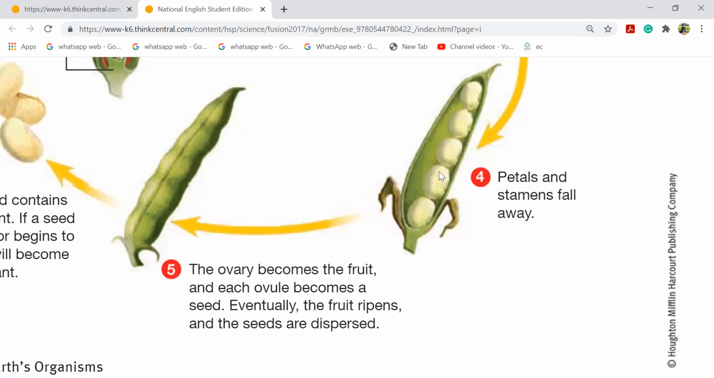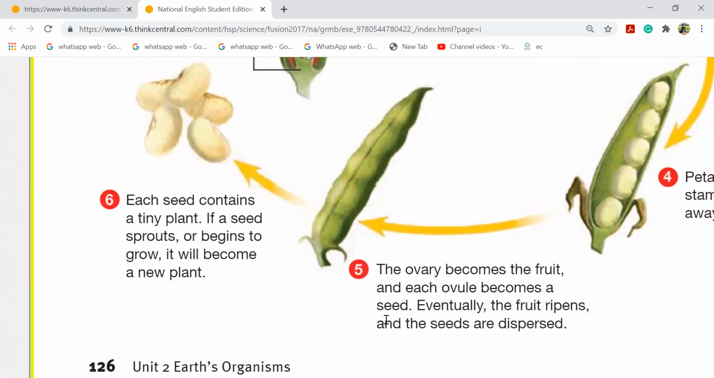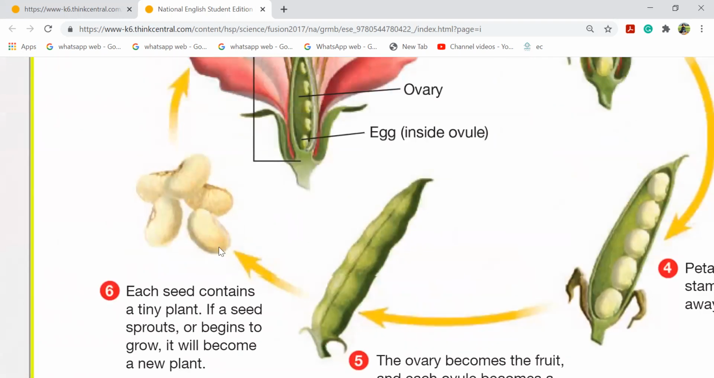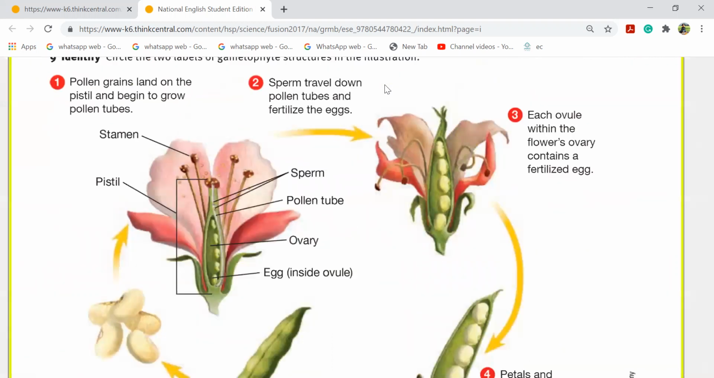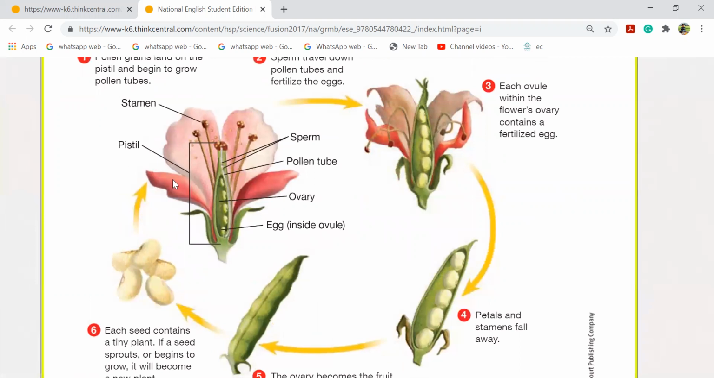Understood? Eventually, the fruit ripens and the seeds are dispersed. The fruit you eat, and the seed can disperse and form a new plant. Each seed contains a tiny plant. If a seed sprouts or begins to grow, it will become a new plant. This is the cycle. I have explained everything before, but this shows a very beautiful picture one by one.